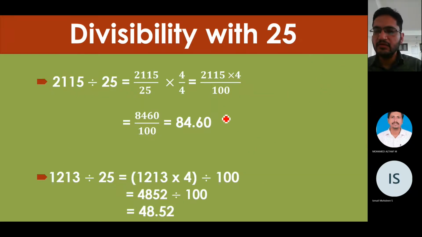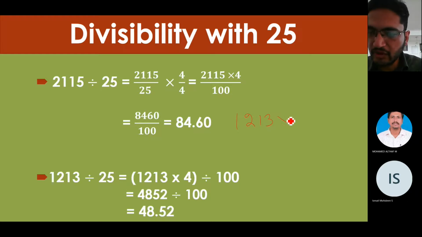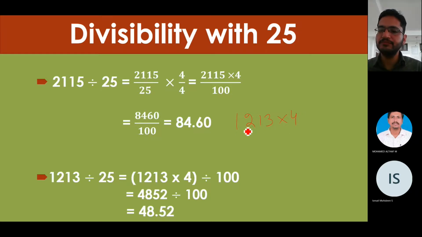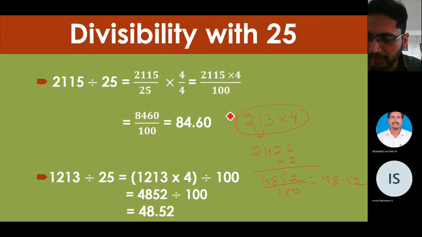Next, we are to divide 11213 by 25. First of all I will multiply this number by 4. To multiply by 4, first I will multiply this number by 2, it is 2426. Again I will multiply this number by 2, it is 4852. Now I will divide this number by 100, so it is 48.52.